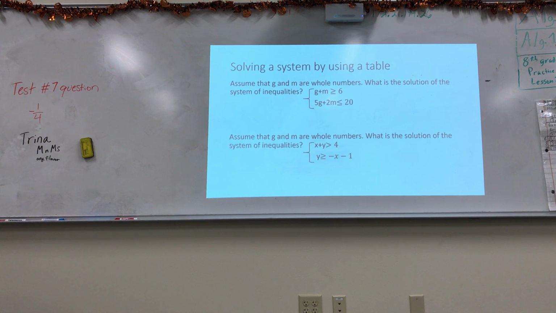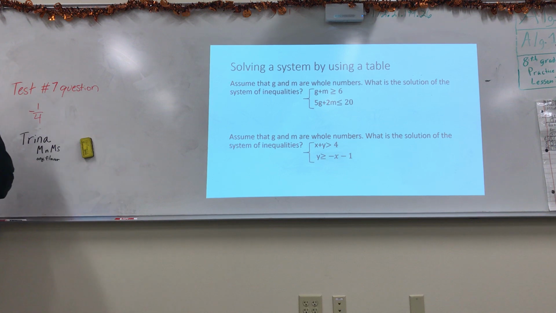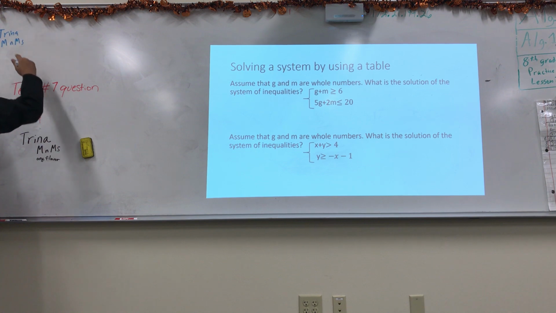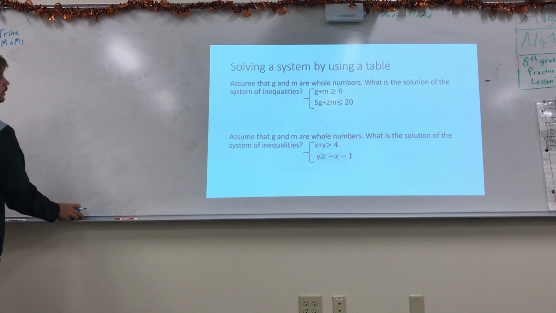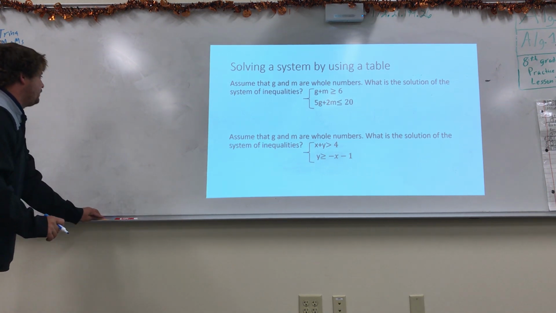Solving a system by using a table. Assume that G and M are whole numbers. What are the solutions of this system? At this point, we're going to use a chart.